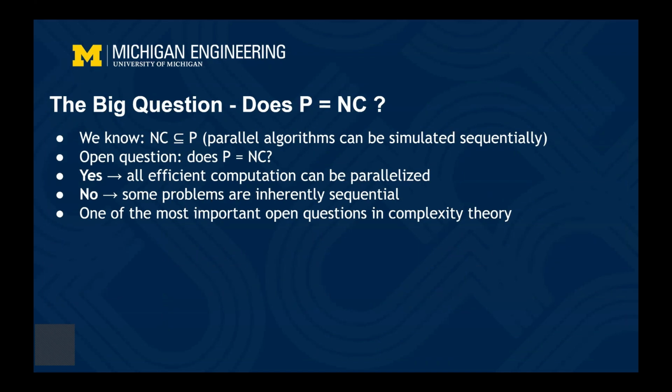Before diving into NC itself, it's worth grounding why we care. We know NC sits inside P. Anything with a fast parallel algorithm also has a polynomial sequential algorithm. But the reverse is the deep open question. If P equals NC, then every problem with an efficient sequential solution can be parallelized efficiently. Most researchers believe this is false, that some problems have unavoidable sequential dependencies, but we can't prove it yet. This question motivates everything in the field. Next slide, please.